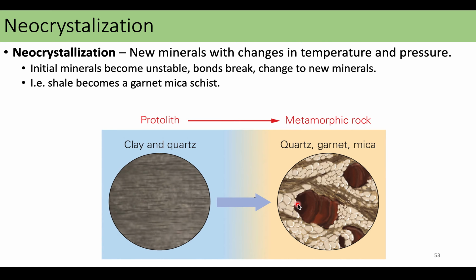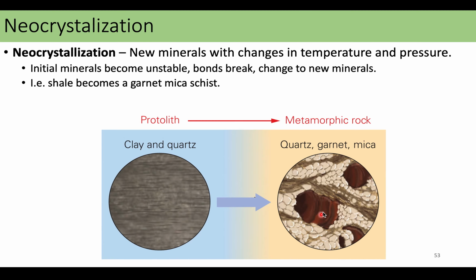There can also be neocrystallization. Neocrystallization is my favorite. This is where new minerals actually form within the rock. So there's new minerals that can form due to this high temperature and pressure. The initial minerals in your protolith become really unstable, the bonds will break, and new minerals are then able to form with that material. So a shale here could become a garnet mica schist, which here is garnet.